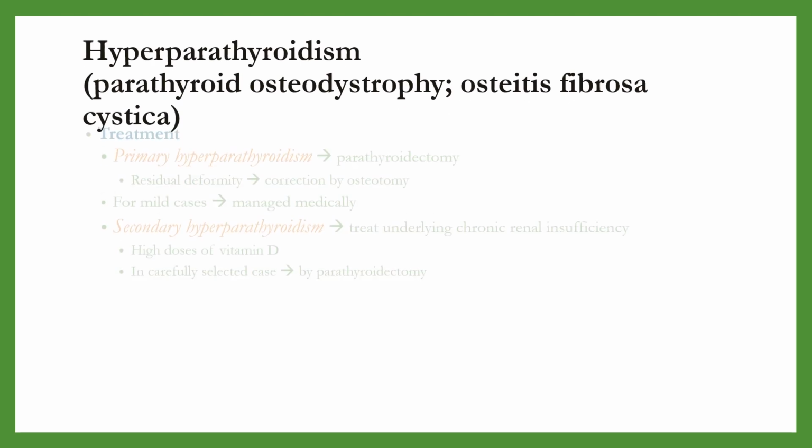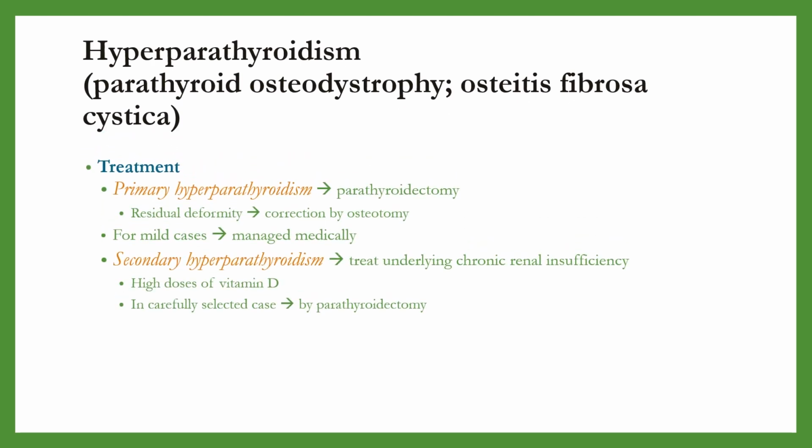Treatment of hyperparathyroidism. Primary hyperparathyroidism involves parathyroidectomy. For mild cases, it could be managed medically. For secondary hyperparathyroidism, treat the underlying chronic renal insufficiency with high doses of vitamin D, or in carefully selected cases by parathyroidectomy.